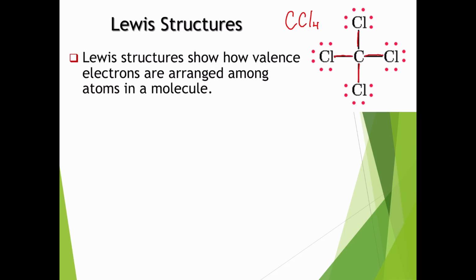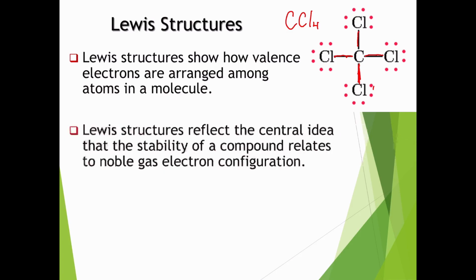So if we were going to go through and count, the electrons surrounding each one of these atoms would be 8. Carbon has 4 bonds going to it, so 2, 4, 6, 8. And each of the chlorines has 8 because they have 6 lone electrons, 3 different lone pairs, and then they're each getting one of the bonds to get a total of 8 valence electrons. But Lewis structures show the arrangement of these electrons around the atoms.